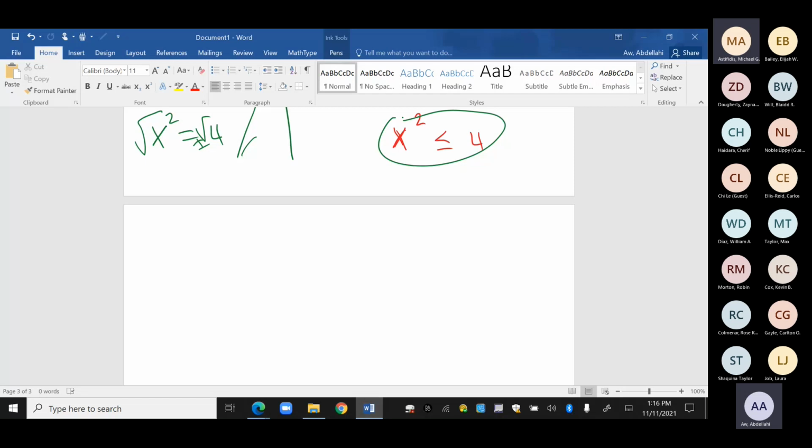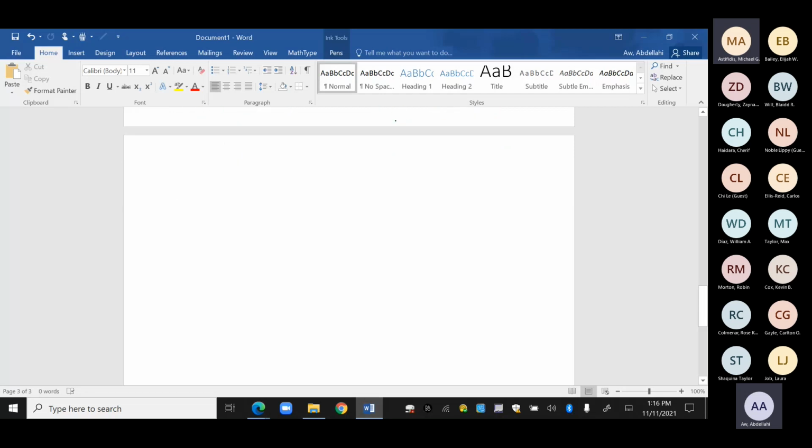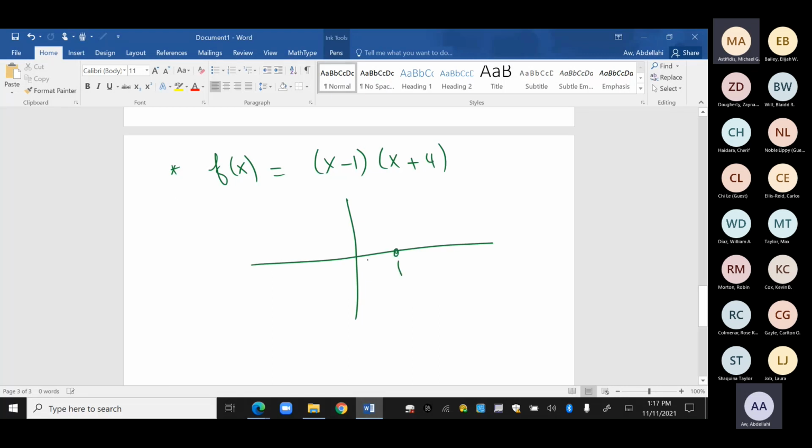Why have we waited until now to do it? Because now we know how to graph polynomials. For instance, if my polynomial is f of x equals x minus 1 times x plus 4, we know how to graph this one. We have 2 zeros, we did that in the test: 1 and -4, and both of them are cross points.